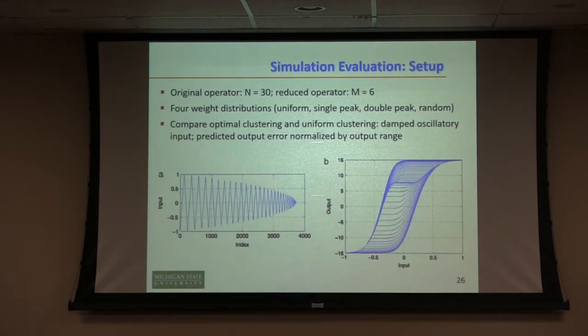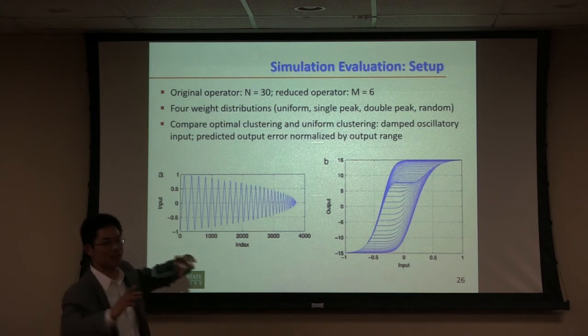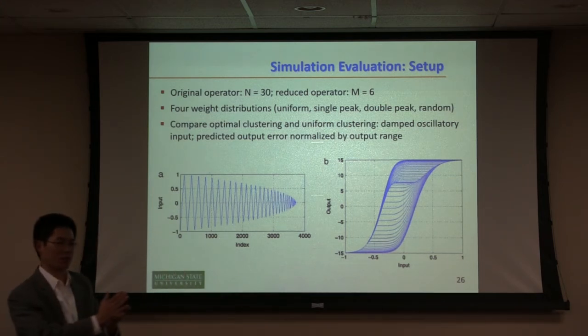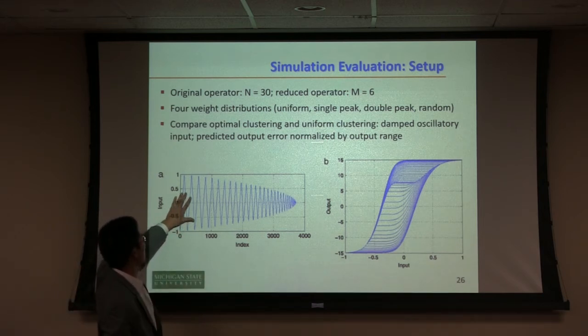So we evaluated this with simulation and experiments. The simulation here is, okay, let's look at 30 plates, and I would like to cut down to 6. And I will look at different distributions of weights of the 30. And we evaluate on a particular input.